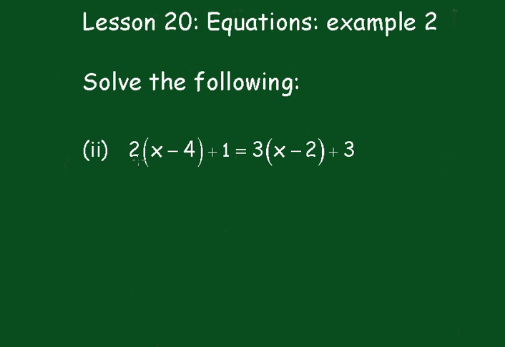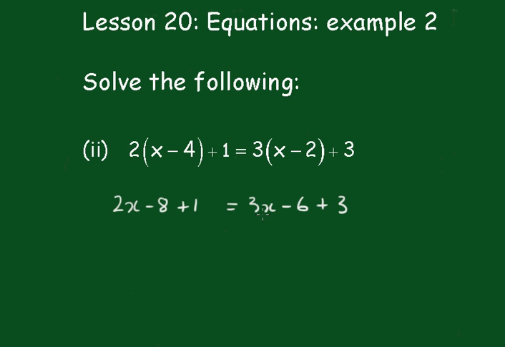Okay, in part 2, we have 2 outside of (x minus 4) plus 1 equals 3 outside of (x minus 2) plus 3. Now, we need to be careful again with this because there are a lot of brackets to remove and things to collect. So this becomes 2x minus 8 plus 1 equals 3x minus 6 plus 3.